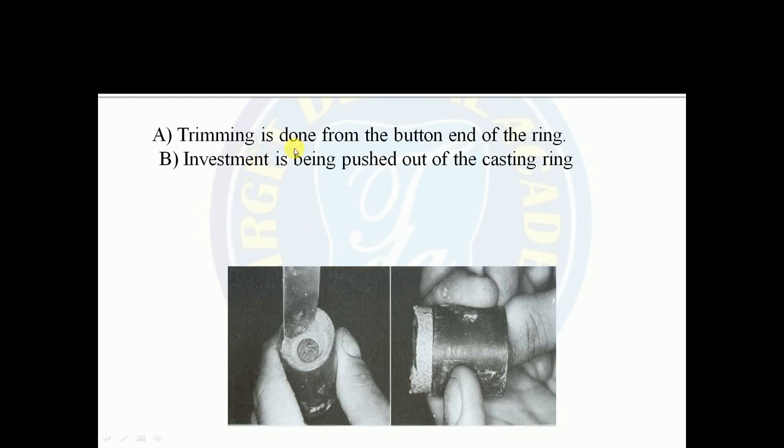Then trimming is done from the button end of the ring, and the investment is pushed out of the casting ring. See, it is the investment being pushed out of the casting ring. In this, the trimming is done from the bottom of the ring.